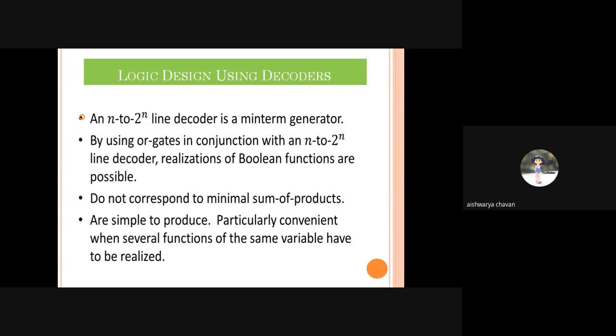Now see, for the mux we are using the sum of products. For the decoder, it does not correspond to the minimal sum of products. For the mux and the demux we use sum of product expressions, but for the decoders it does not correspond to minimal sum of products. These are simple to produce, particularly when functions are given to you. When we are using different functions, the same variables have to be realized in that function.